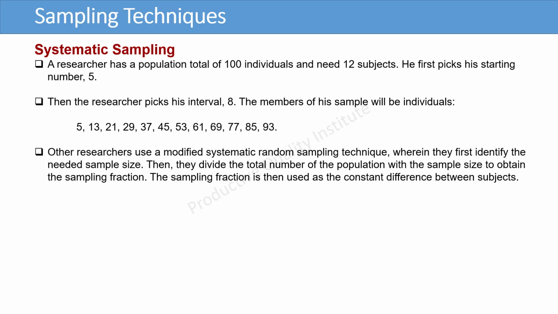Other researchers use a modified systematic random sampling technique, wherein they first identify the needed sample size. Then, they divide the total number of the population by the sample size to obtain the sampling fraction. This sampling fraction is then used as the constant difference between subjects.